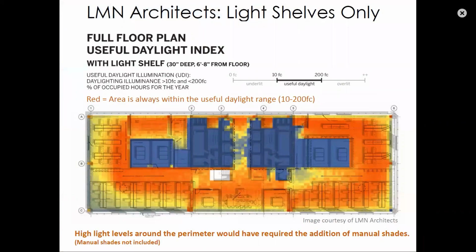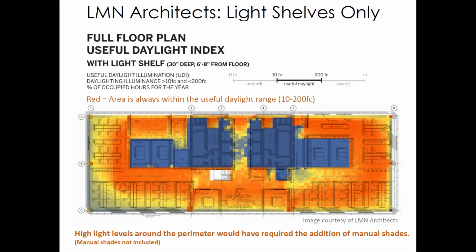This image shows the interior floor plan for the renovation. The annual metric used here is the useful daylight illuminance, or UDI, which is simultaneously evaluating whether a place is underlit or overlit. So simply put, the areas in red are considered useful, meaning they have enough light, but not too much. In this example, they evaluated the light shelf without any interior shades.